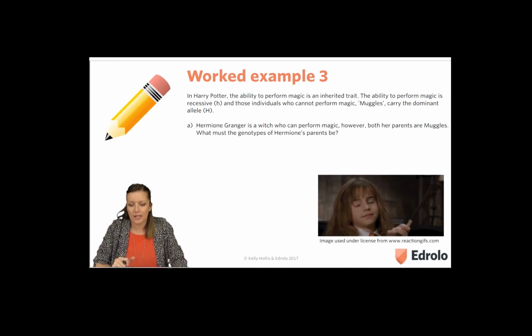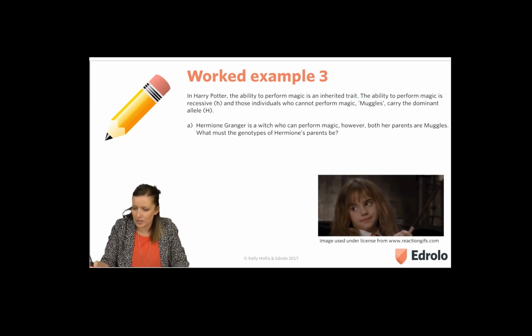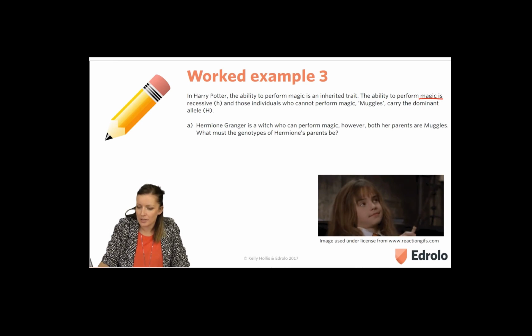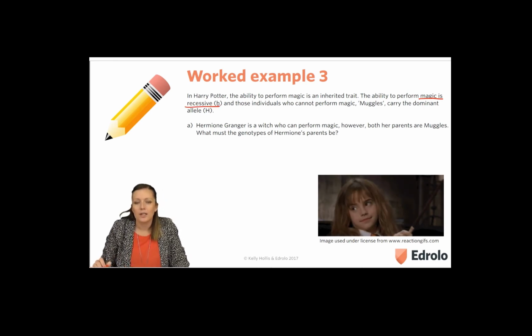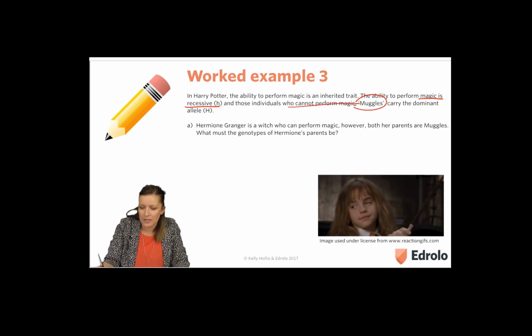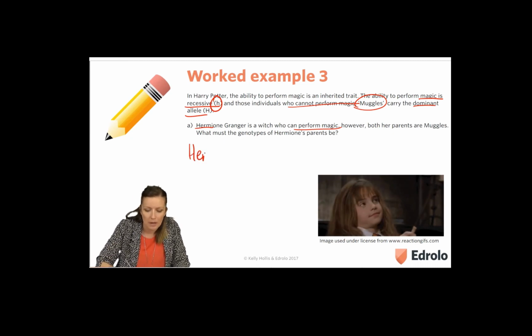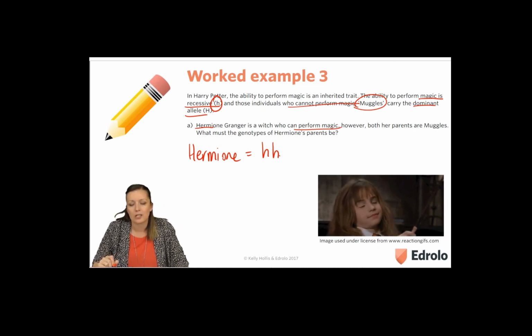So let's go back and have a look at the important information in the question. So firstly, magic is recessive, and we've already given that a little h, whereas those that cannot perform magic, our muggles, have the dominant allele, which is big H. So Hermione can perform magic, so therefore, if she can perform magic, she must have 2 of these recessive alleles. So Hermione's genotype must be little h, little h.